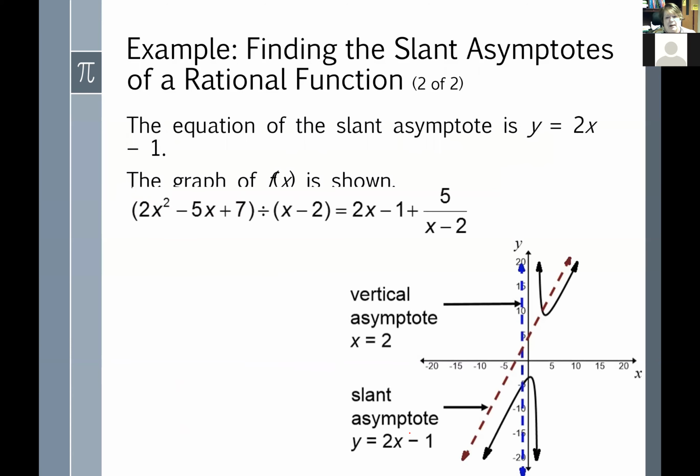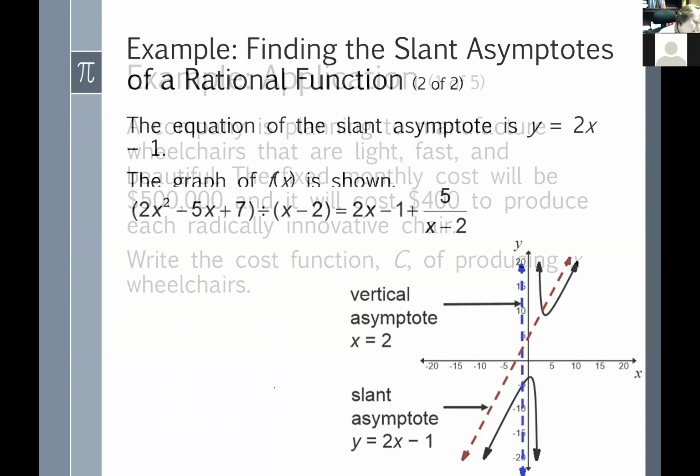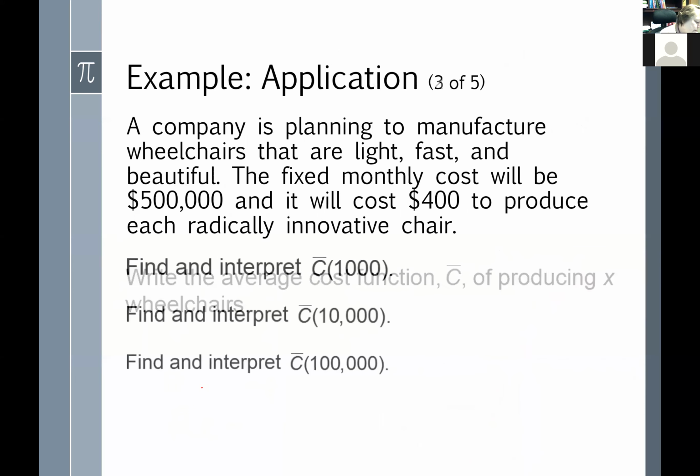Okay. And if you graph it, it looks like this. So again, a slant asymptote is a value that your function approaches as x increases without bound. So as x increases without bound, the value of my y approaches whatever the value of this line is. Okay, we're not going to do the application because of time.